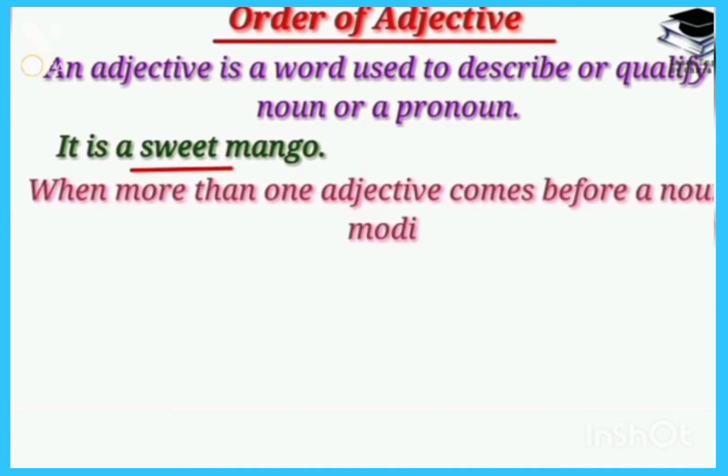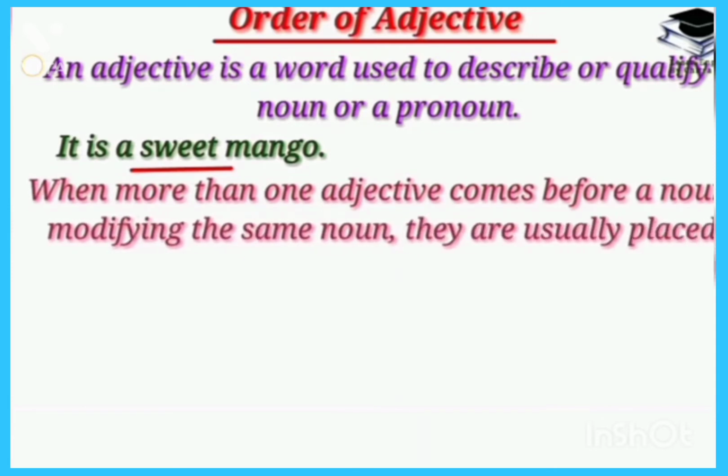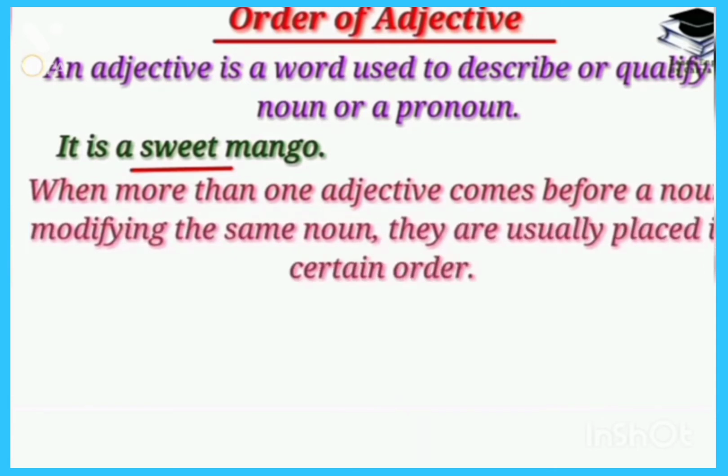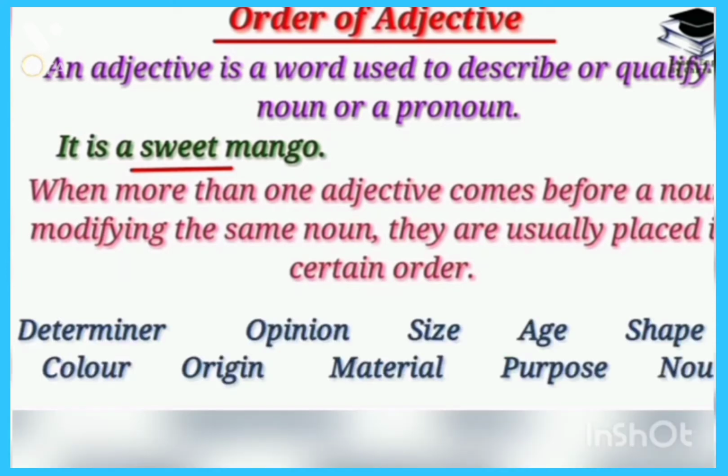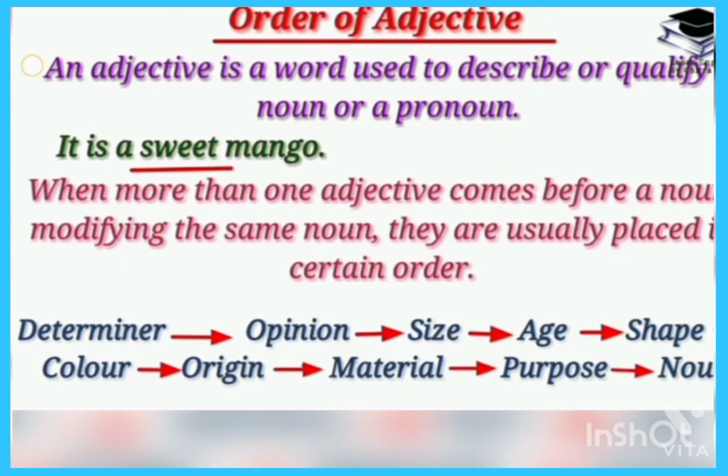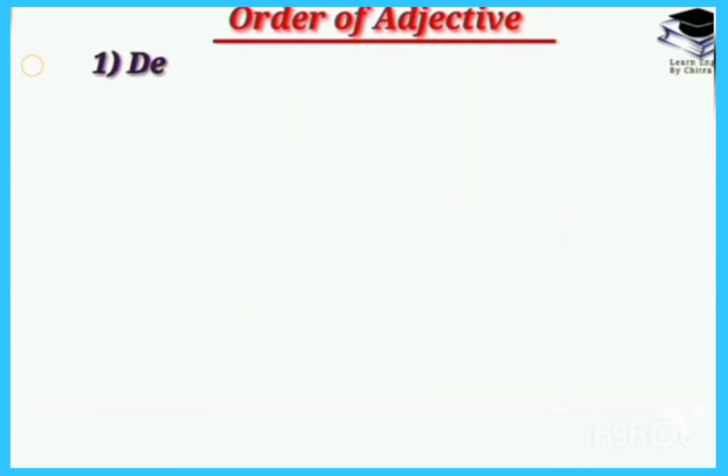When more than one adjective comes before a noun, modifying the same noun, they are usually placed in a certain order. So it has been said that when one or more adjectives are being used to modify a noun, they are placed in a certain order that we have to know. First is determiners, opinion, size, age, shape, color, origin, material, purpose. So these are some of the ways you have to put these adjectives in order.